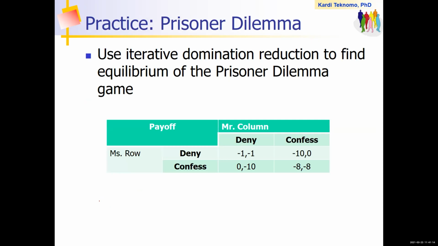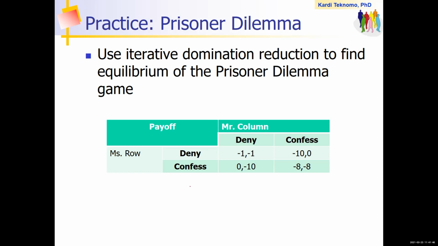So now let's solve the prisoner's dilemma using iterative dominance reduction. We want to find the equilibrium, right? So what to do? Can you do it? Anyone? Iterative means finding the dominant one. Correct.